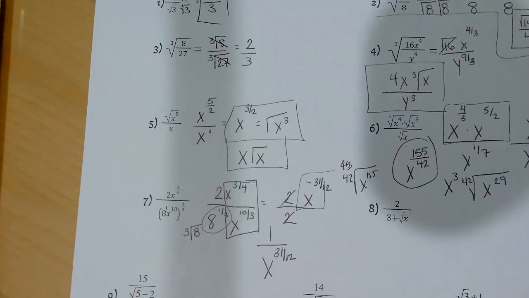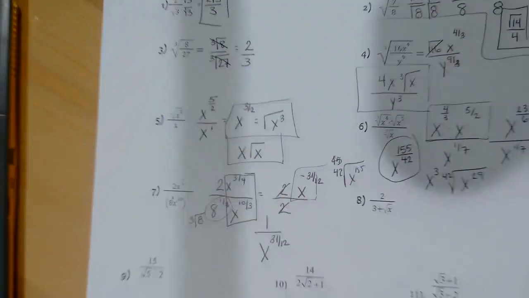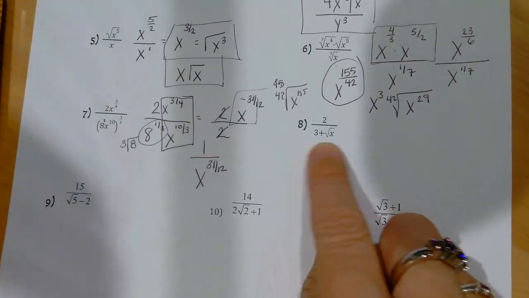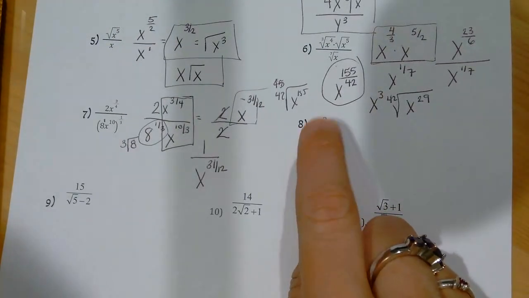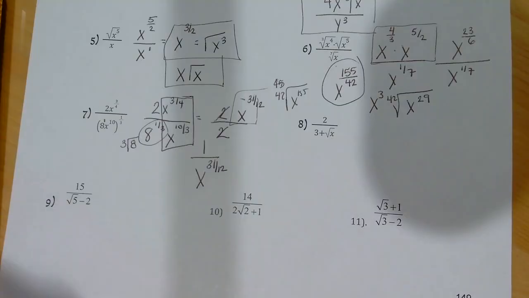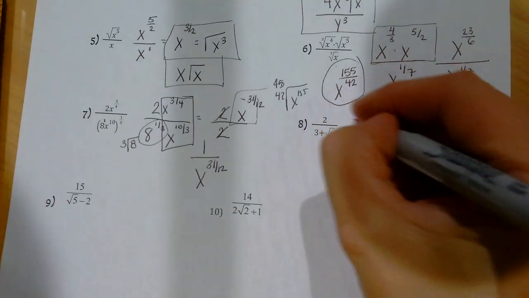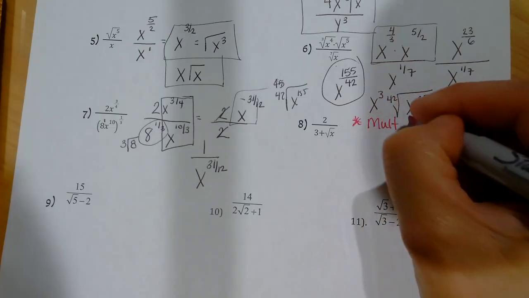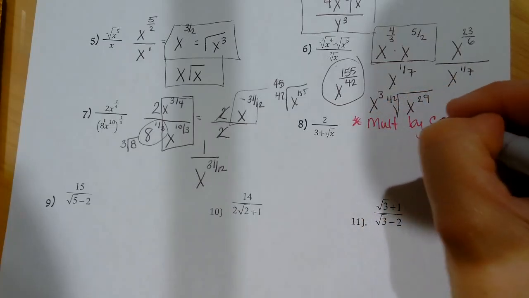All right, the last 4 problems, guys, are really what Algebra 2 is all about. We call this rationalizing the denominator. Okay, we said we cannot leave a radical in the denominator. So here is what we do. We multiply by the conjugate.